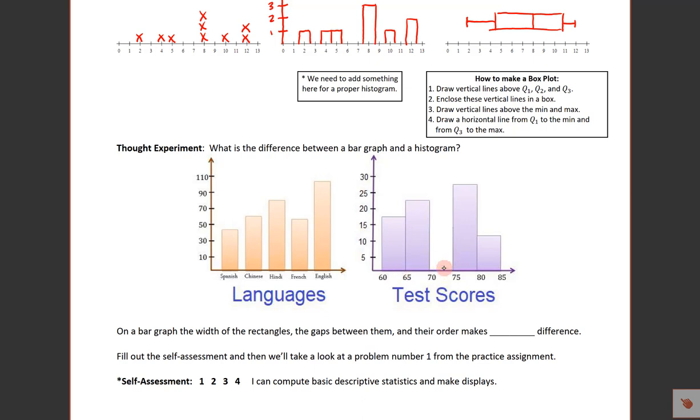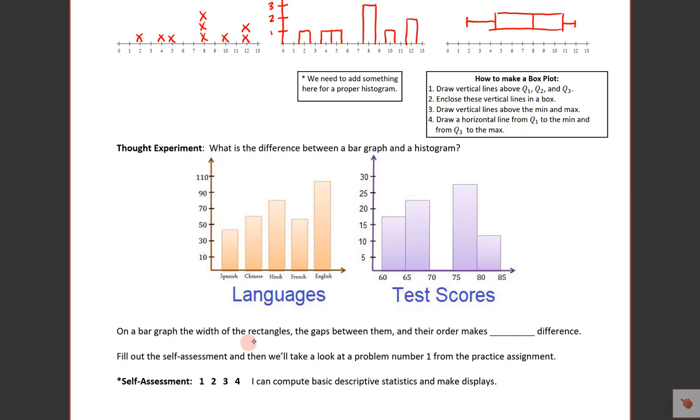And if there's space in between, unlike over here on the bar graph, that space doesn't mean anything. But this space does. This means that there were no pieces of data between 70 and 75. So this is a bar graph. A lot of times we use that for categorical data. And here we use this for numeric data, like we've got test scores there. So lots of good information in both of these, but that's the difference between a bar graph and a histogram.